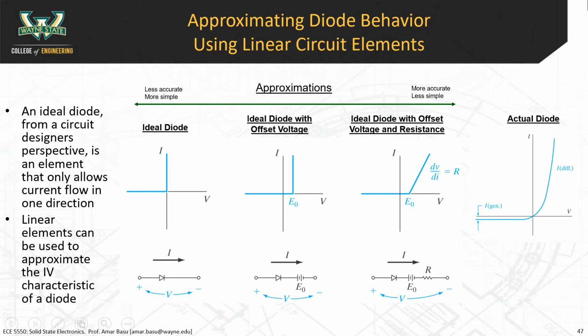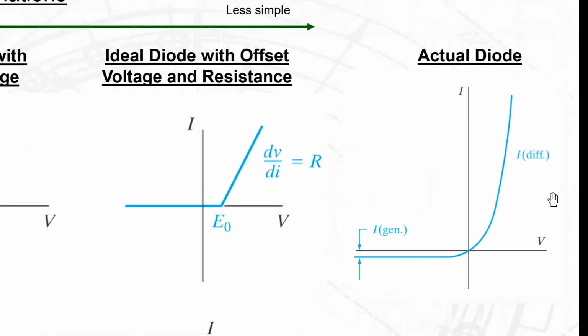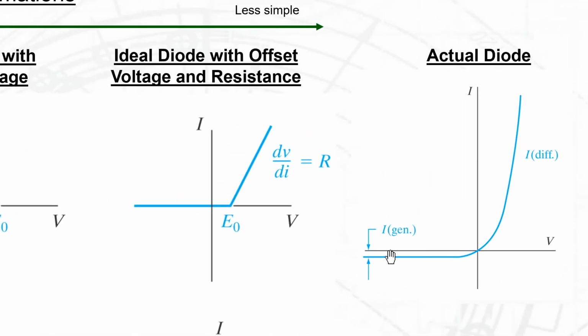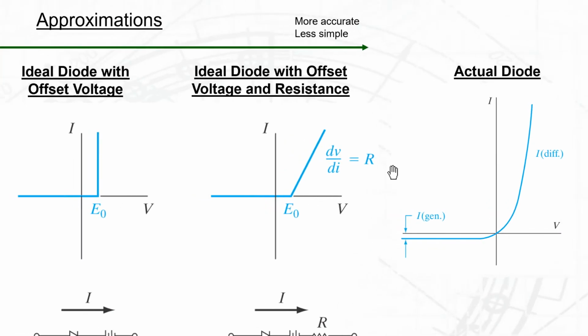So this is the actual diode characteristic here on the right. We know that you have the saturation current on the left, a small negative current, and then when you apply a positive voltage, you get an exponential increase in the diode current. So this is an exponential function. It's nonlinear. As I mentioned, engineers often like to approximate nonlinear functions with piecewise linear functions. Does anyone know why we do that?